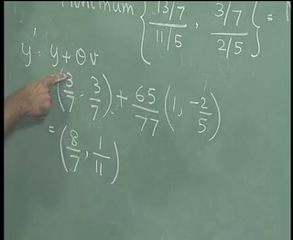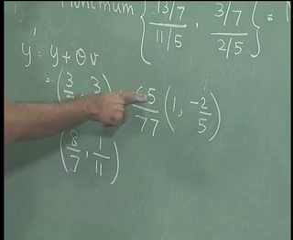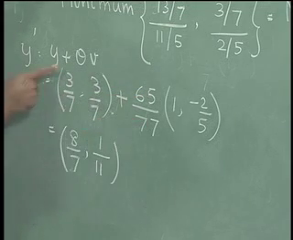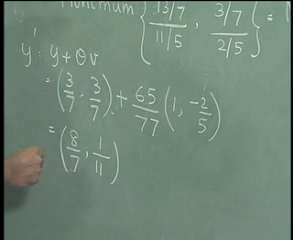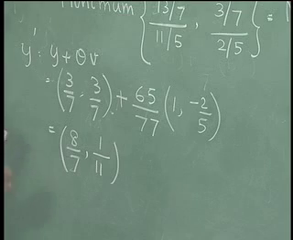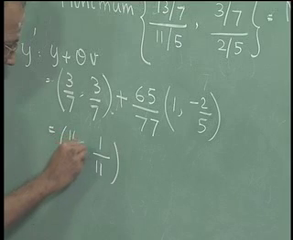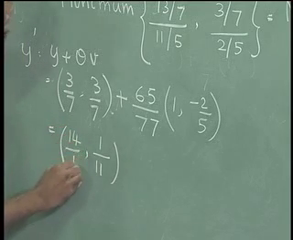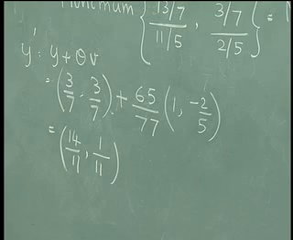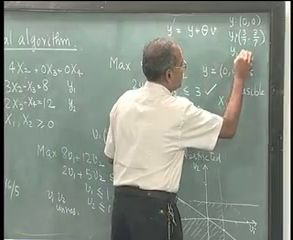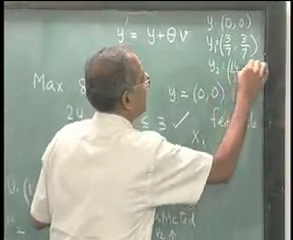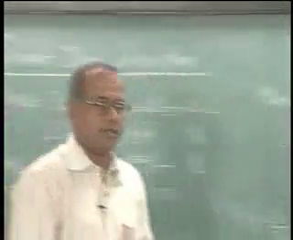Let us look at this. This is 33 plus 65, this is 11 times. So, 33 plus 65 is 98 by 77. So, 98 by 77 is 7 14s are 98, 14 by 11, 1 by 11. So, the value is 14 by 11 and 1 by 11. So, that is your y dash. So, we call that as y 2 equal to 14 by 11, 1 by 11.